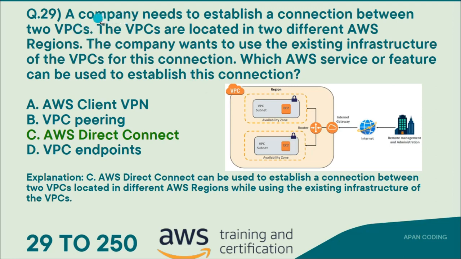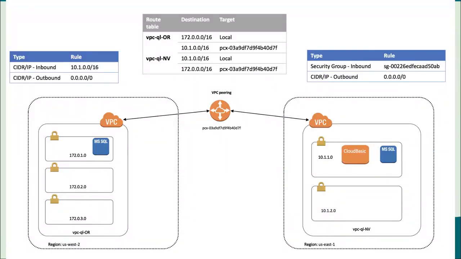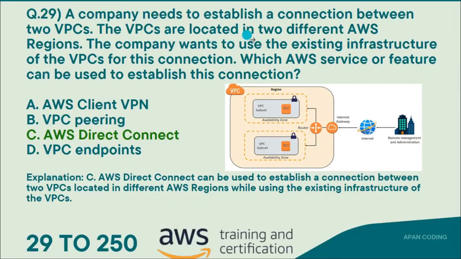Question number 29. A company needs to establish a connection between two VPCs. Okay, but here in the picture there is only one VPC. If there are two VPCs, it will be stated in the question. The VPCs are located in two different AWS regions. The company wants to use the existing infrastructure of the VPCs for the connection. Which AWS service or feature can be used to establish this connection?